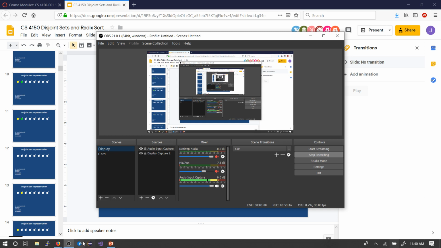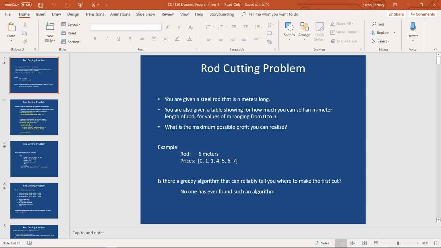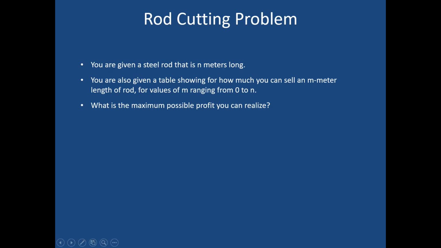Okay, so I've promised you that we're going to see a way to improve the union find data structure, but I'm not going to do that right away. I'm going to do it next week. Instead, I want to introduce a new topic, and that's dynamic programming. So let's do dynamic programming.